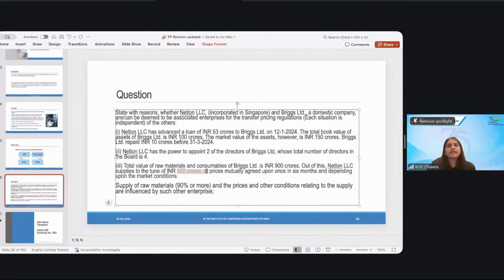So you might feel that 90% or more is actually satisfied and this should be related, but no, they are not related. Why are they not related? Because it says that price and other conditions, they are depending upon market conditions. So it's not dependent upon their relation, it is depending upon market conditions. And this is the reason they should not be associated to each other.